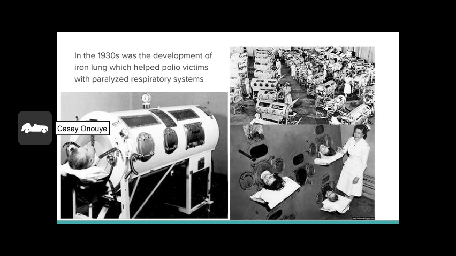In the 1930s, the development of the iron lung helped polio victims with paralyzed respiratory systems. This machine was a pressure ventilator that helped a person to breathe in a normal manner when their muscle control was lost or weak. And this helped them to breathe.